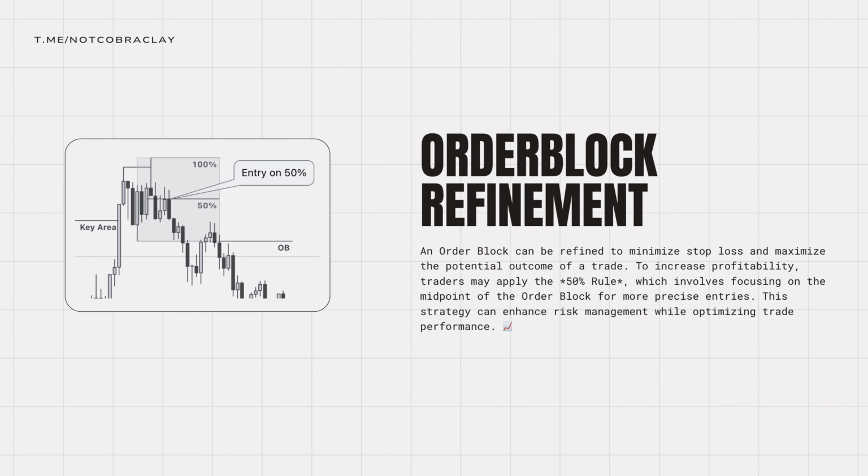The order block refinement. An order block can be refined to minimize the stop loss and maximize the potential outcome of a trade. To increase the profitability, traders may apply the 50% rule, which involves focusing on the midpoint of the order block for more precise entries. This strategy can enhance risk management while optimizing the trade performance.